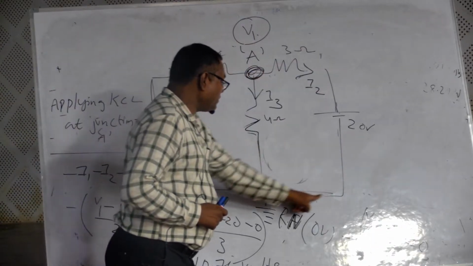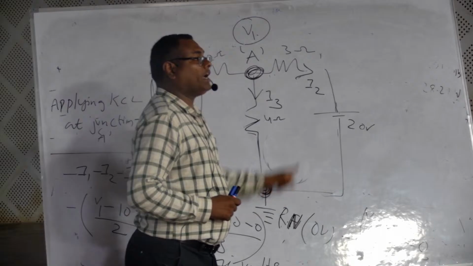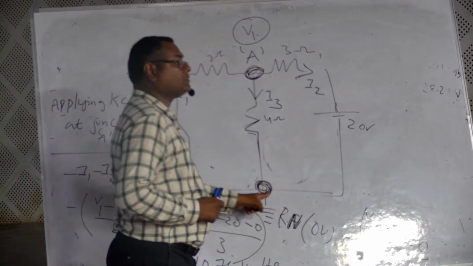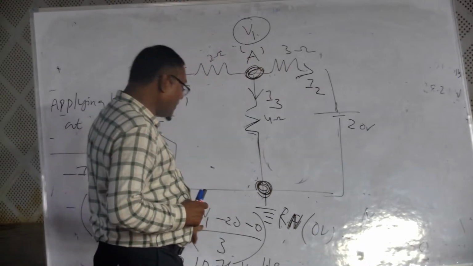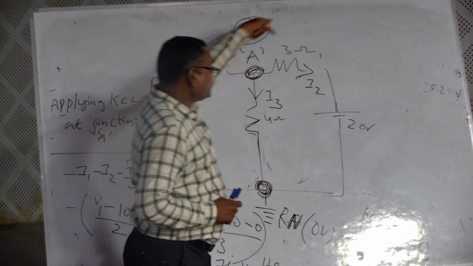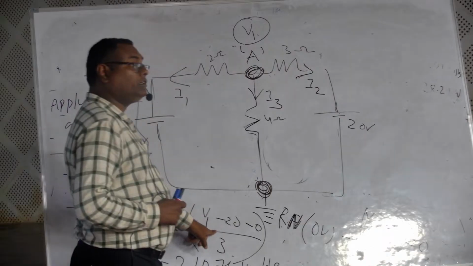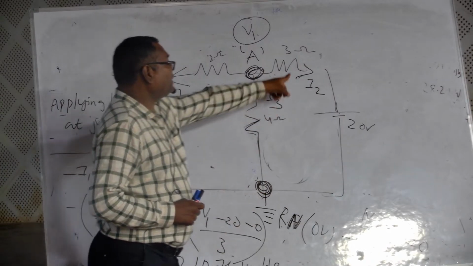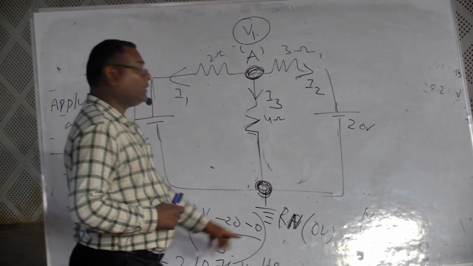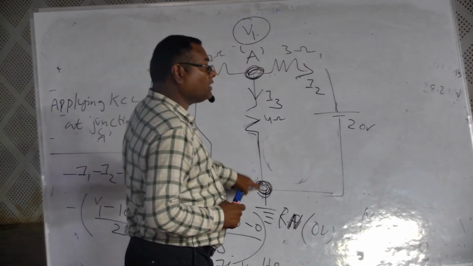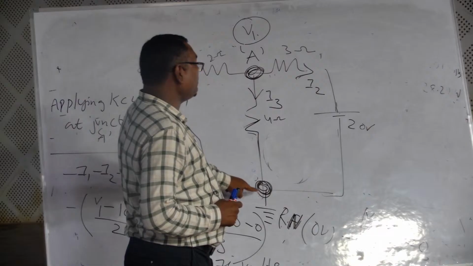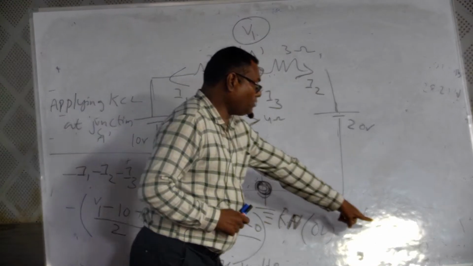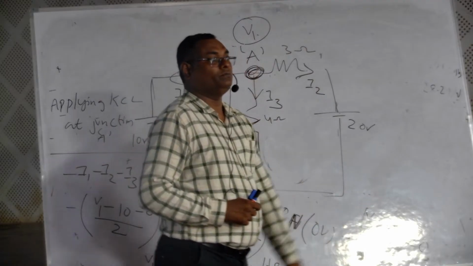Now come to this one. This is the branch. In this branch, what is the current flowing? I2. Total voltage by total resistance. V1 is in charge, V1 always plus. Going plus to minus, minus 20. Lower potential 0, minus 0 by resistance 3. Next one, current through 4 ohms. Which current is flowing? I3. Higher potential V1, lower potential 0, by 4 is equal to 0.